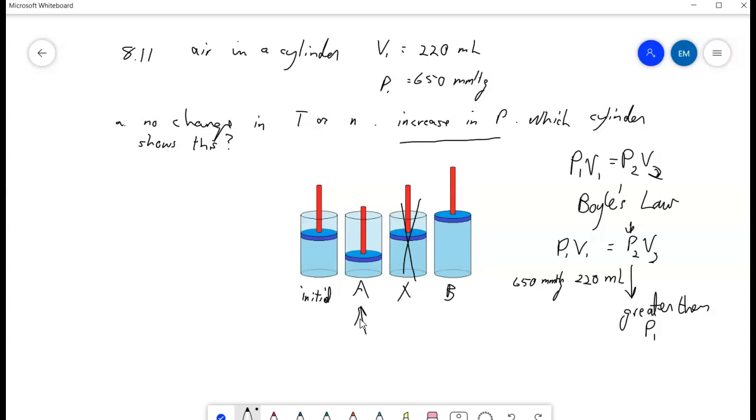So that's the way you work this. Now, that's part A. Part B: I'm going to have to move this a little bit to make more white space here. If the pressure inside the cylinder increases to 1.2 atmospheres, in other words, P1 is 650 millimeters Hg, and P2 is going to be 1.2 atmospheres.